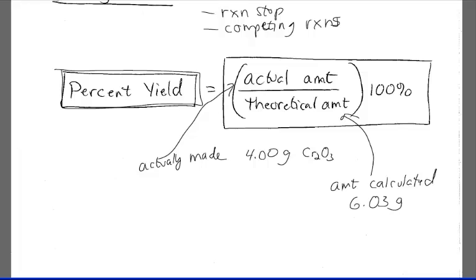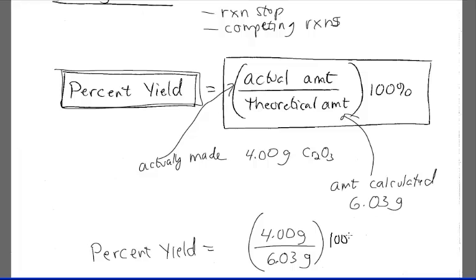Sorry about this. Okay, so it's not complete. So we can calculate our percent yield. In this case, the actual amount produced is 4 grams. The theoretical amount we should have been able to make is 6.03 grams. Multiply that by 100%, and you'll get 66.4% yield that was made.